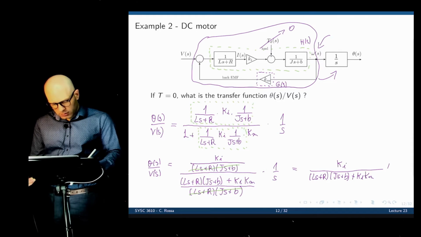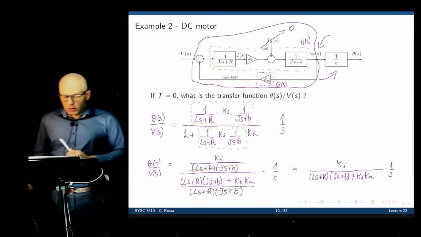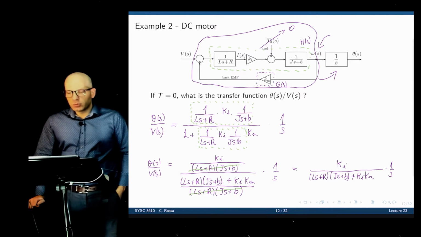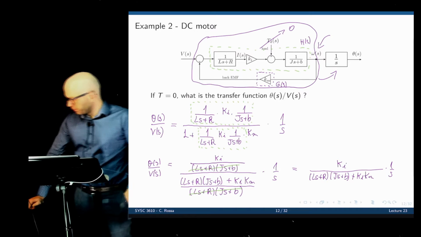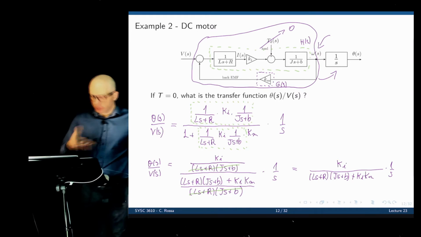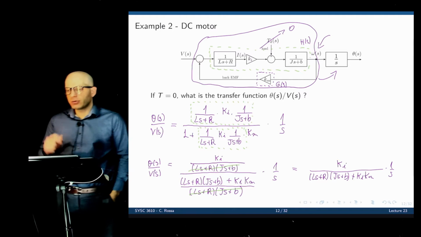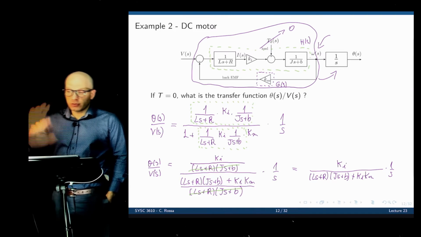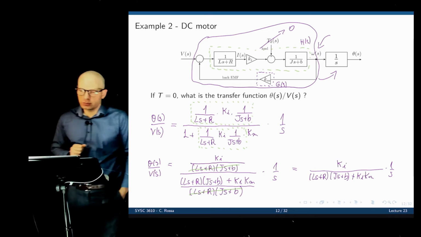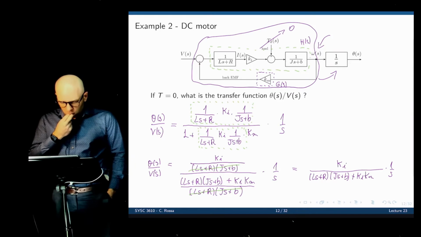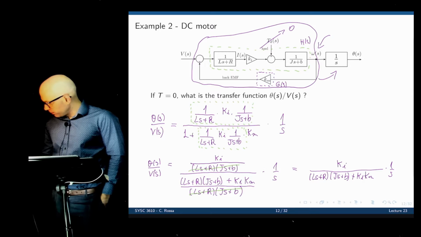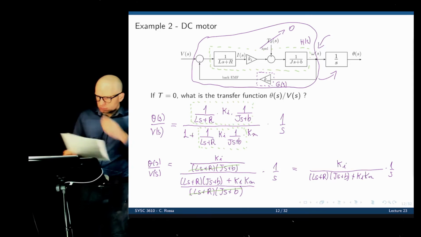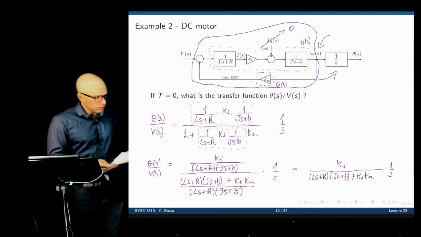There we go. That's the times 1 over s. Don't forget that. That's now the transfer function between the input and the output. Okay, simple math now. We're just finding a common denominator and then canceling out the denominator of the numerator and the denominator of that fraction. Questions?